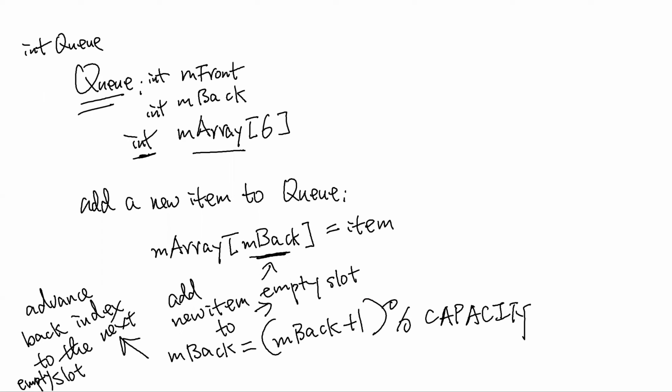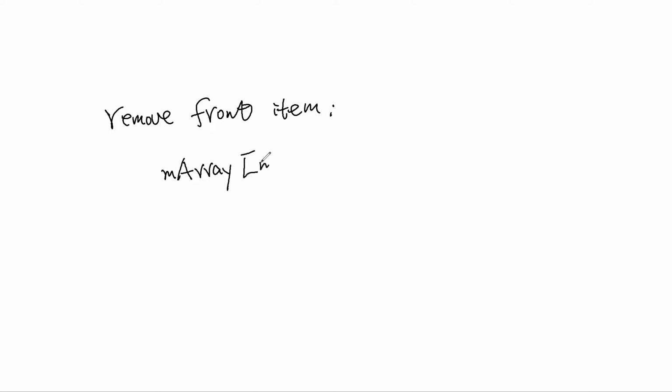Then let's see how we remove. When we remove the front item, we have no way, so M array, M front.